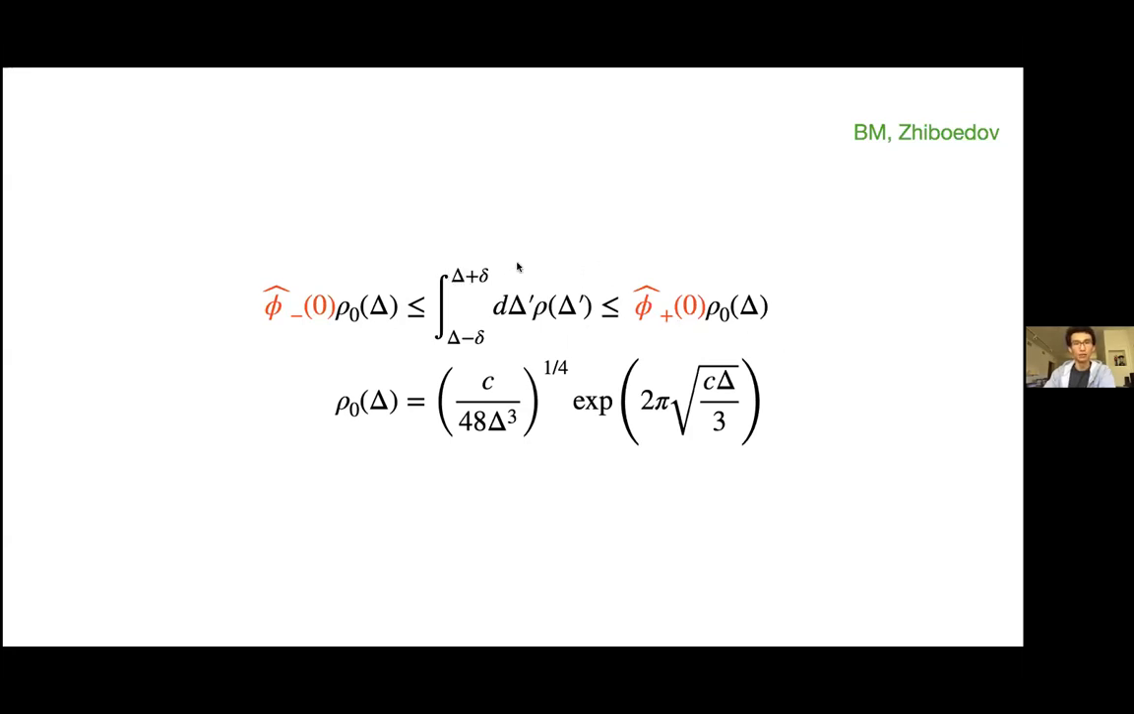So the number of states in this window is bounded by this rho naught of delta, which is just this thing, Cardy together with the prefactor. That's actually the naive rho naught that you get from inverting the vacuum. But then you have these prefactors of phi hat plus minus of 0, which is the 0 mode of the phi functions.